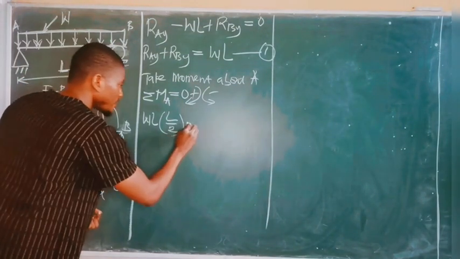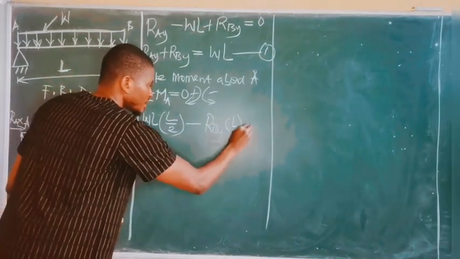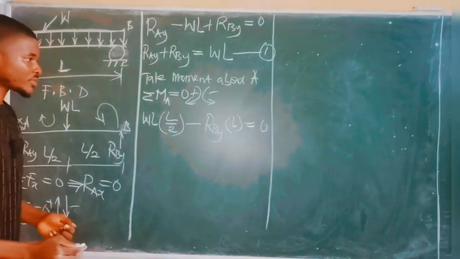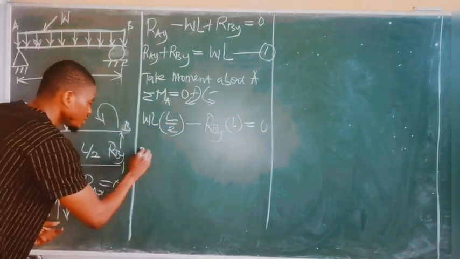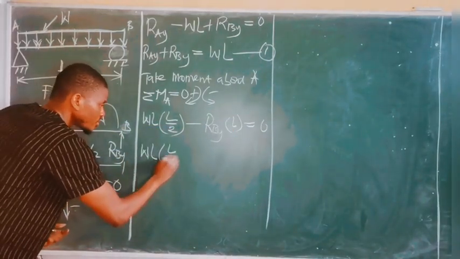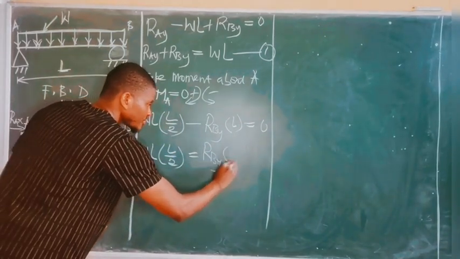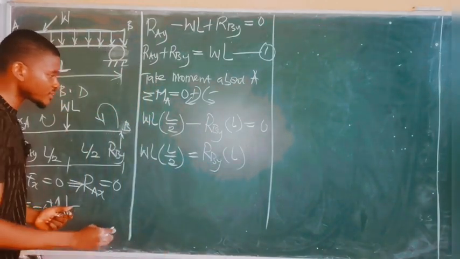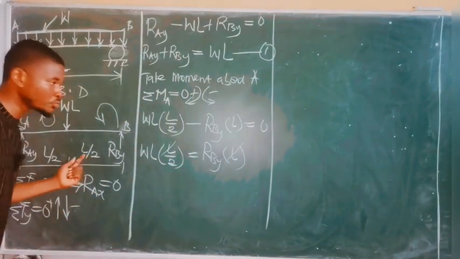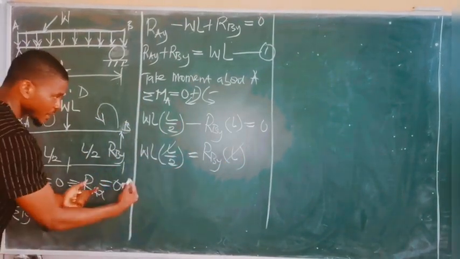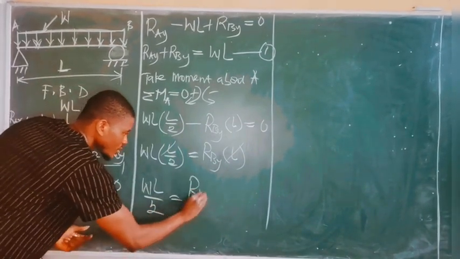So you simply have minus RBY times L, and this is equal to 0. Okay, so you may wish to send minus RBY over to the other side of the equation. I will simply have WL into L over 2 is now equal to RBY times L. So from here, it's easy. L can actually strike L, or you may wish to divide both sides by L. So it means on this side, what I'm left with is simply WL all over 2 to be equal to RBY.